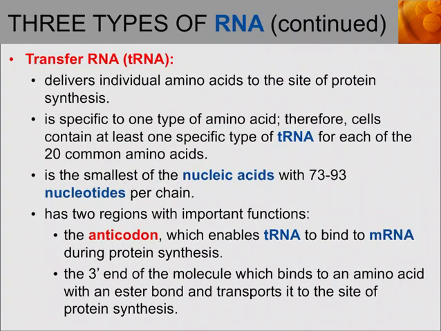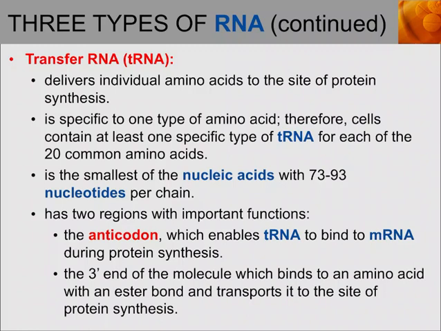And then finally, there's transfer RNA, or tRNA. This actually delivers individual amino acids to the site of protein synthesis. Now remember, amino acids are the building blocks of a protein. So tRNA is what takes an amino acid and delivers it to the right spot to make a protein.